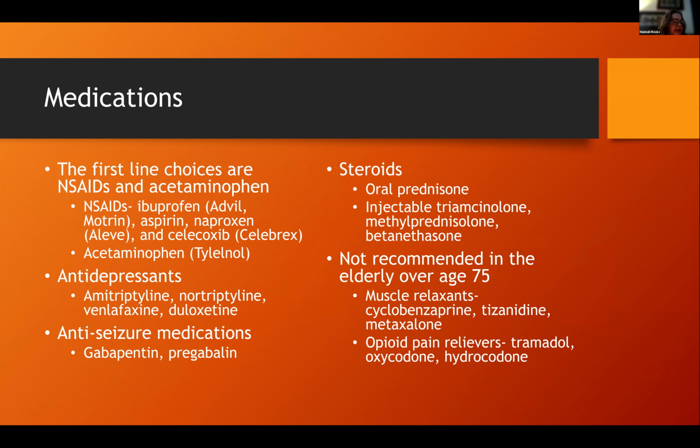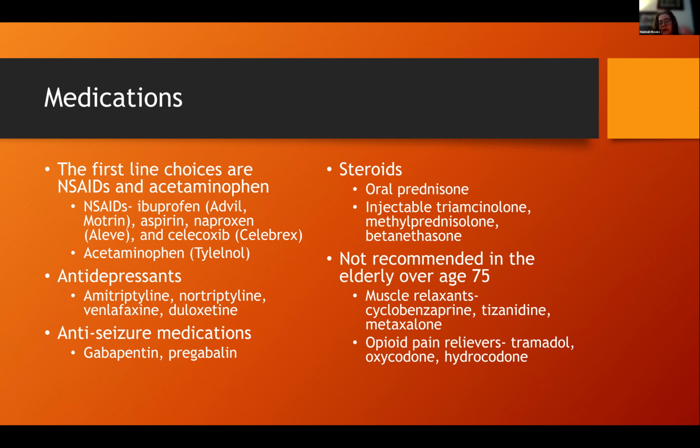The anti-seizure medications, gabapentin and pregabalin, that's Neurontin, Horizant, and Gralise for gabapentin, and the brand name for pregabalin is Lyrica. Those also work on reducing nerve pain. They have dizziness, drowsiness, fatigue, nausea, tremor, rash, and weight gain as their side effects as well.